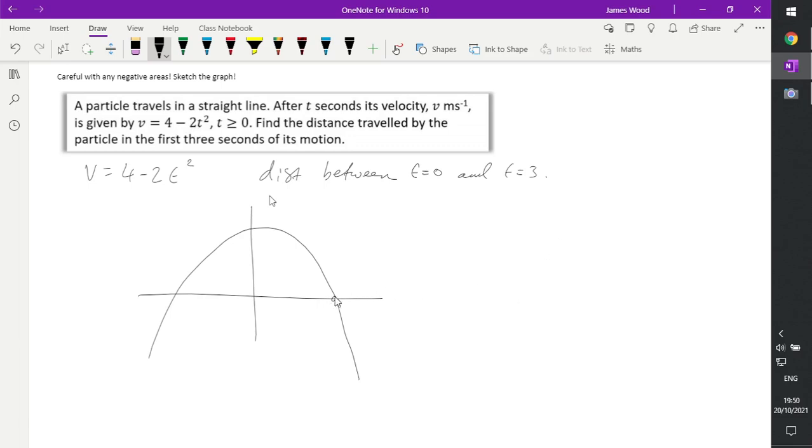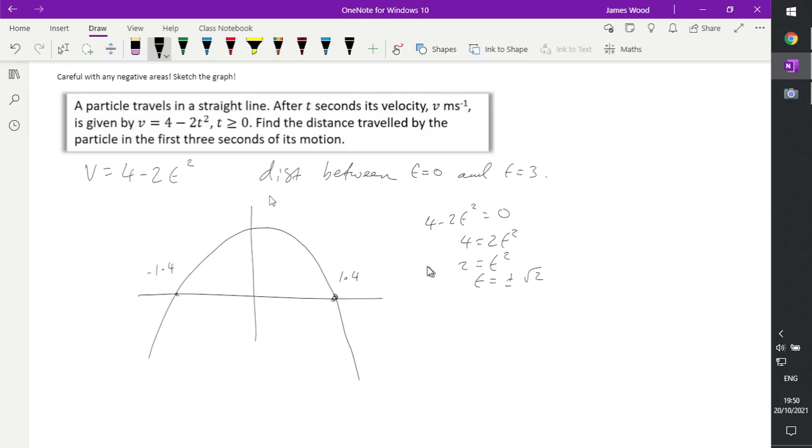In terms of its roots, 4 minus 2t squared equals 0. So that'd be 4 equals 2t squared. So 2 is t squared. So t is plus or minus root 2. And root 2 is about 1.4. So I'm going to label that on here, 1.4 and minus 1.4.